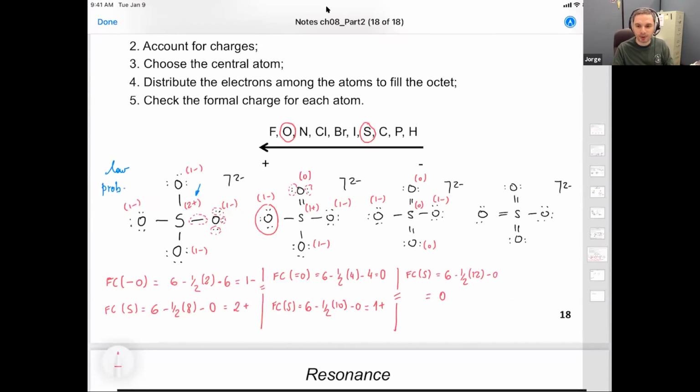And another detail here: the sum of the formal charges of all the atoms in the structure has to match the net ionic charge of the compound. 1 minus with 1 minus will give us a net charge of 2 minus. So the third structure so far is the best. Let's see if the fourth structure is better. For the fourth structure, we have 3 double bonds and 1 single bond.